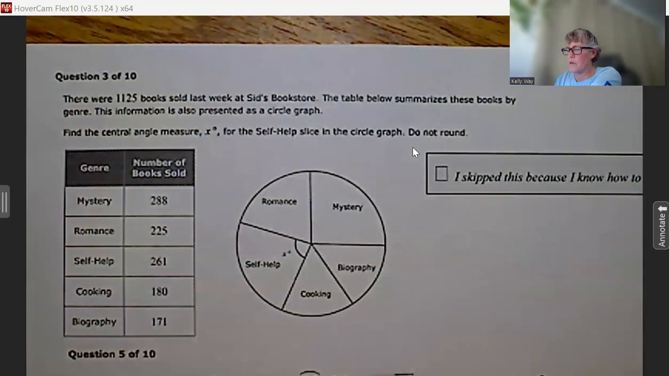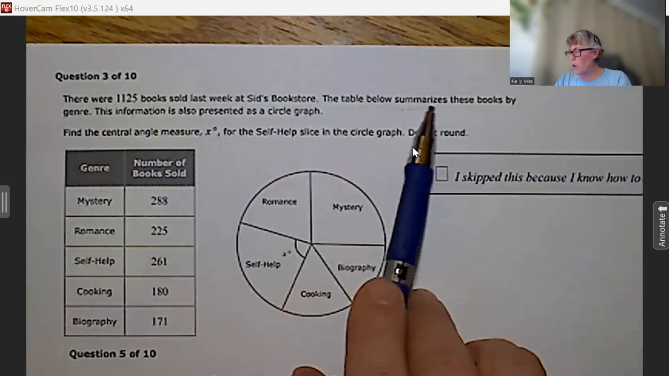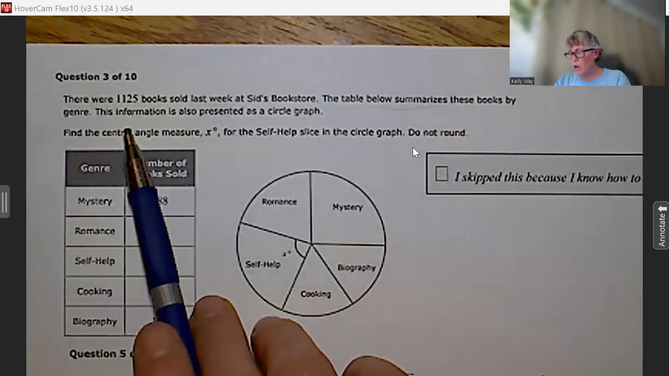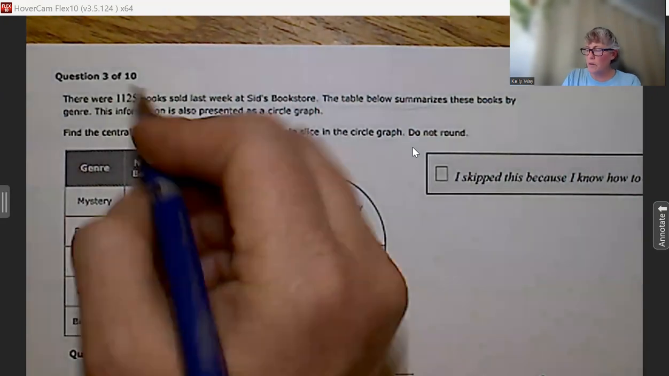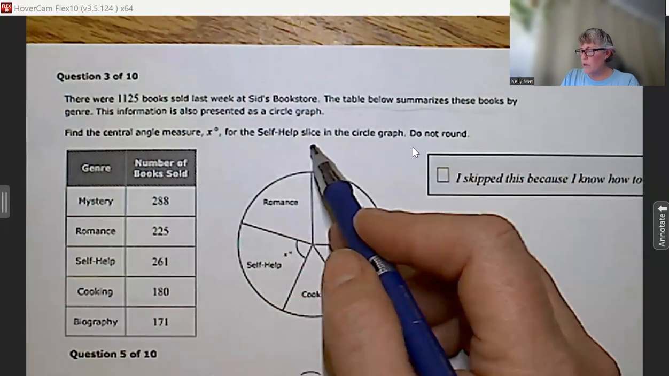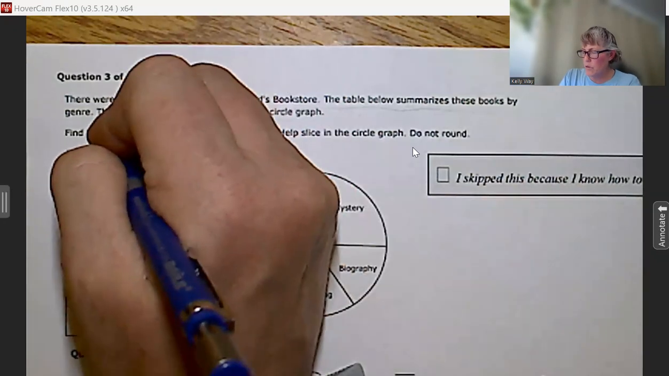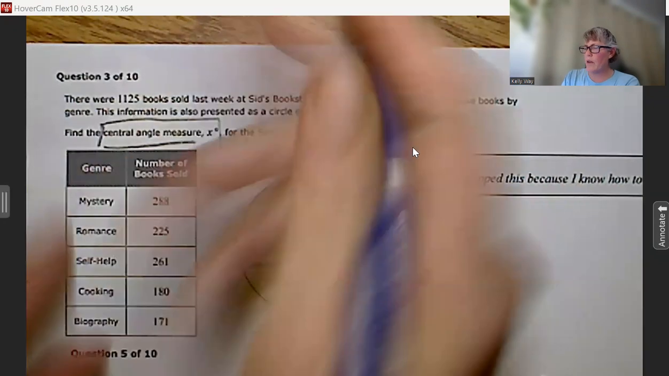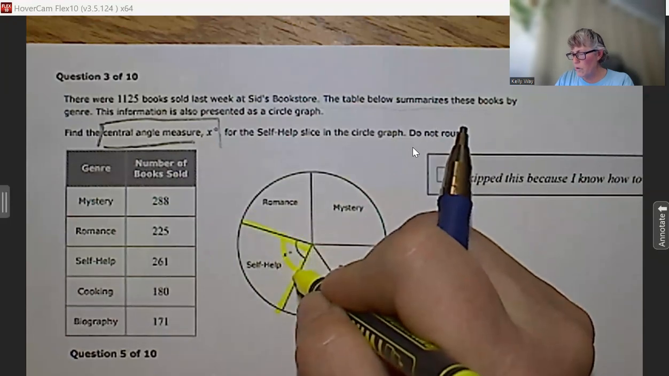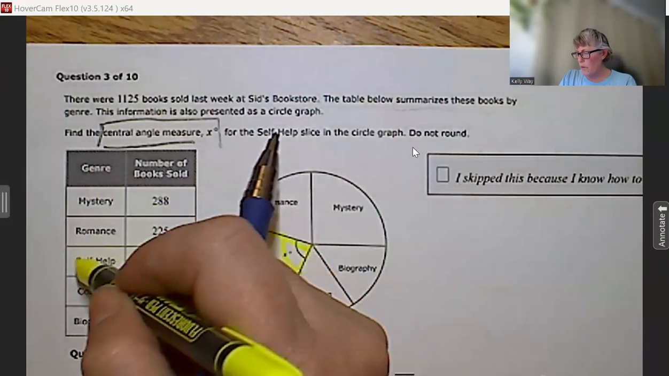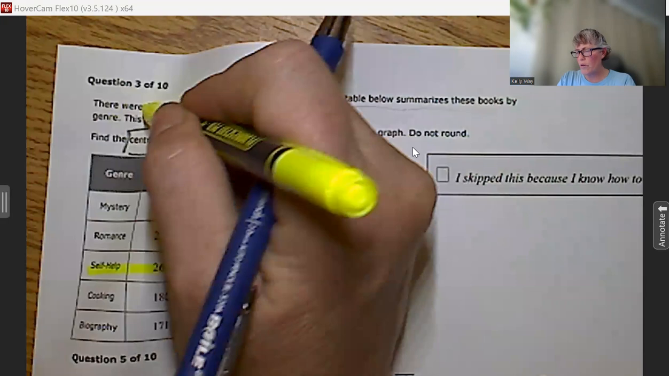It says right there there are 1,025 books sold last week at Sid's bookstore. The table below summarizes these books by genre. The information is all presented in a circle on a graph. Find the central angle X for the self-help slice in the circle. Do not round. So find the central angle X, which is right here. We want to find the measure of that angle. And we are specifically told that the number of books sold is 261 out of 1,025.